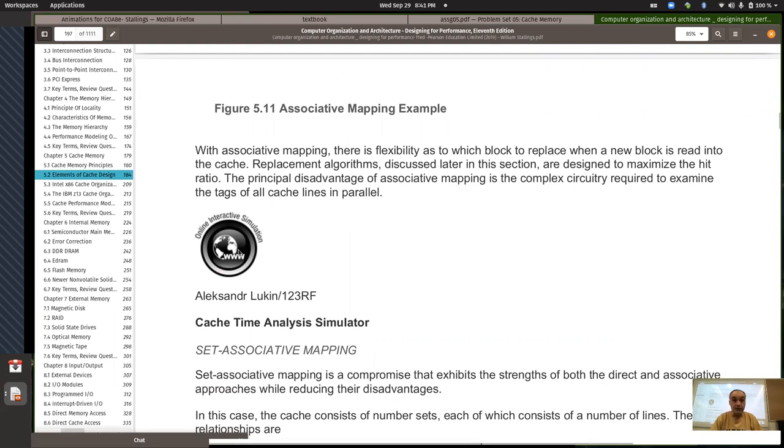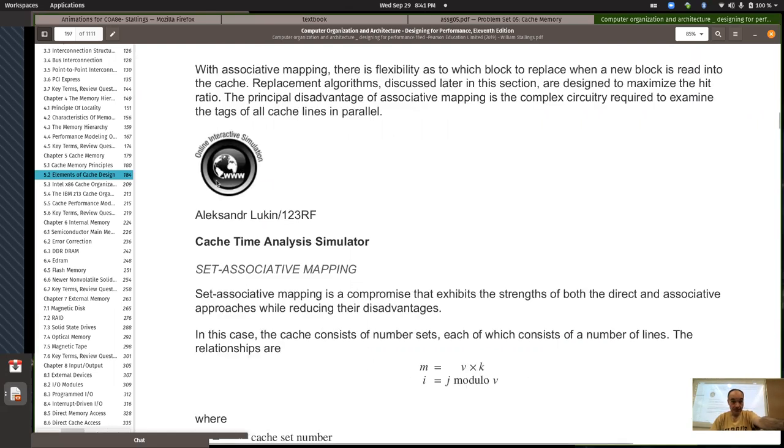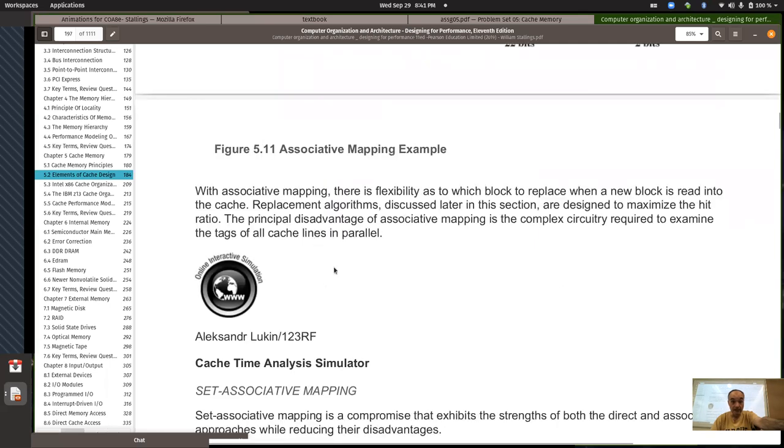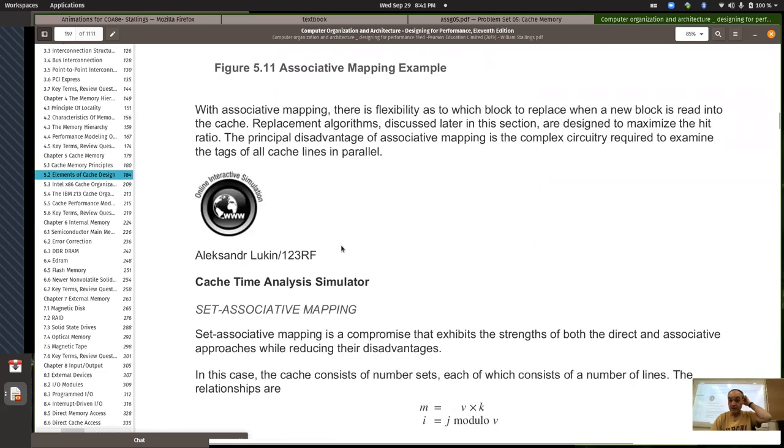So, I encourage you guys to use these simulations, but unfortunately, they don't seem to be working. I was going to try and do them today here, but I'll check that after class because those are really useful for better understanding these things.